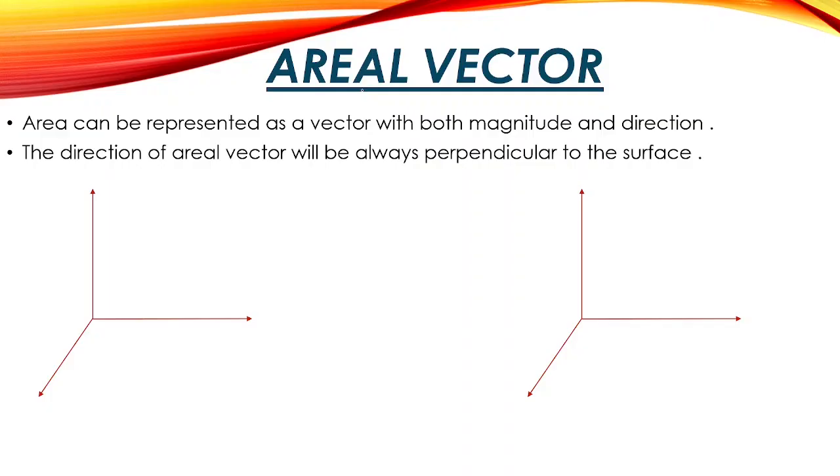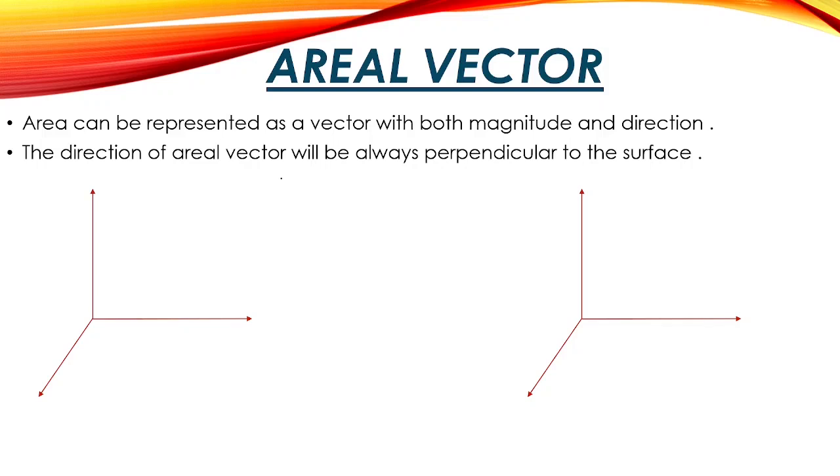So before getting into electric flux, we need to understand a small concept, that is the area vector. So what is an area vector? We have already studied area, and till now we have studied that area is a scalar quantity, and it has only a magnitude and doesn't have direction.